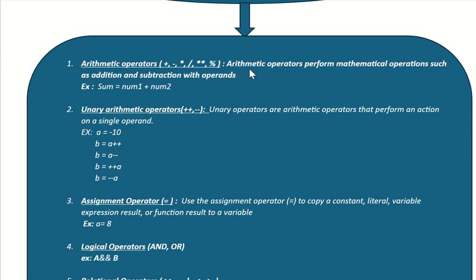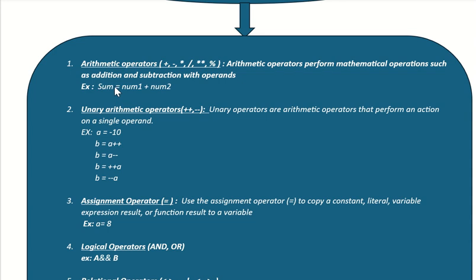You can answer: arithmetic operators perform mathematical operations such as addition and subtraction with operands. We have already discussed what operands are. Here number one and number two are operands, and sum is also an operand, because sum is a variable. Equals to is an operator, plus is an operator. So here you can see there are three operands: sum, number one, number two, and the operators plus and equal.